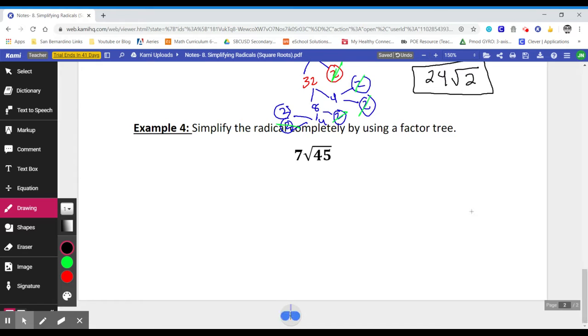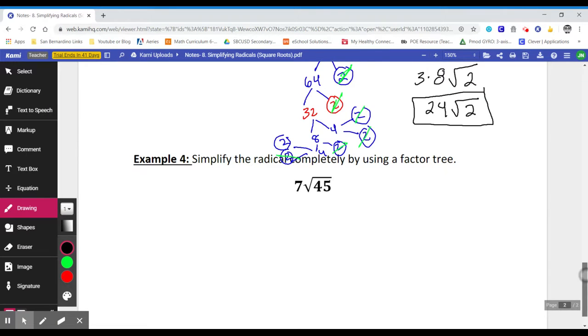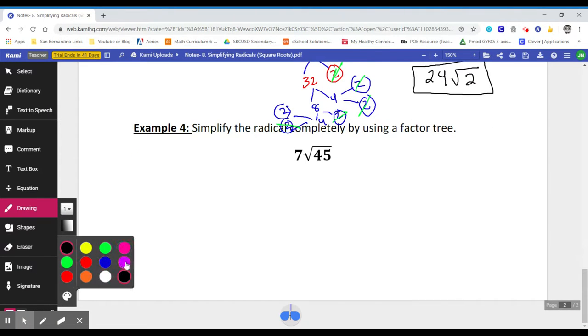All right. Example number 4 is my last example for you guys. Let me zoom in just a little bit more, and then you will get your practice sheet. Or not. Yep. Let's just leave it there. So 7 square root of 45. Square root of 45, what can I break that up into? So I'm going to go ahead and do factor trees.